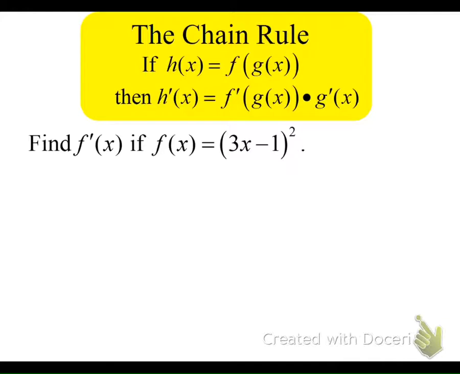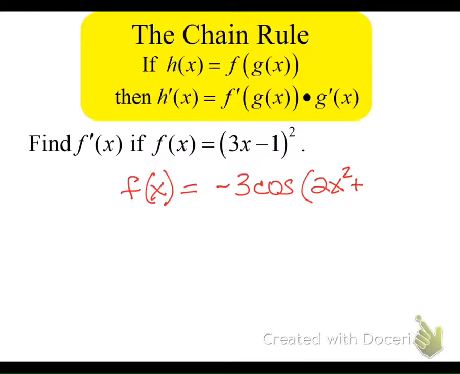Okay, so let's do another trig one. Let's say we have negative 3 cosine of 2x squared plus 1. All right, so derivative. Why don't you hit pause and see if you can do it on your own.